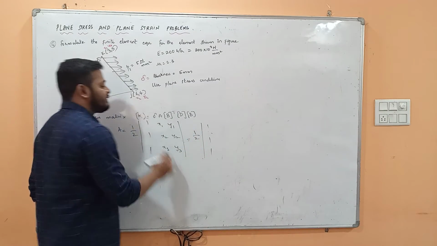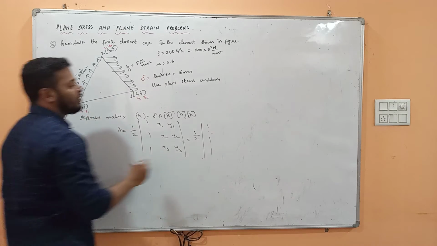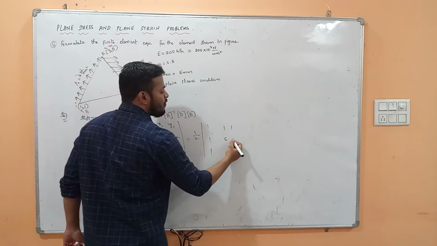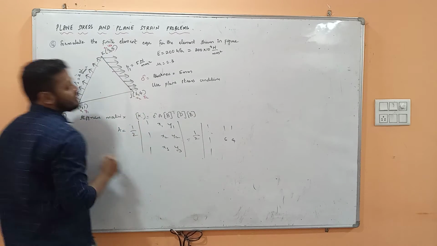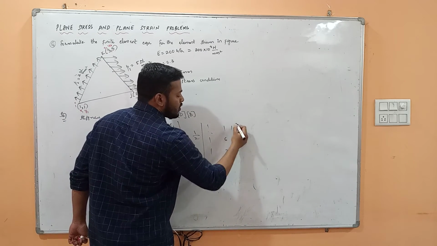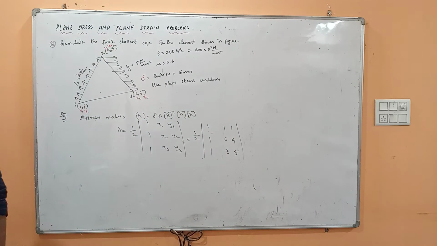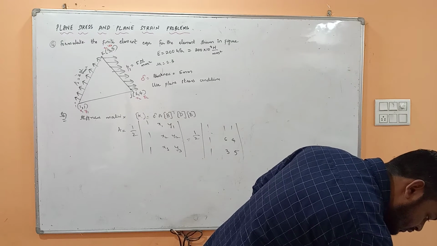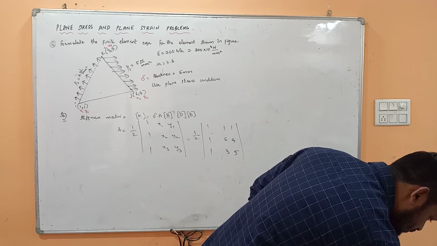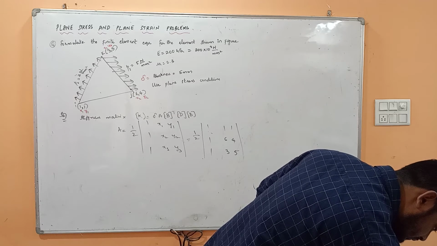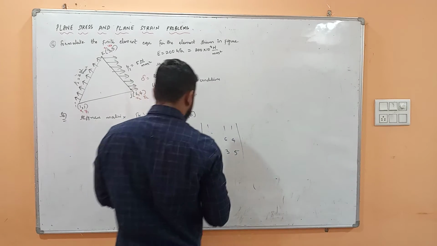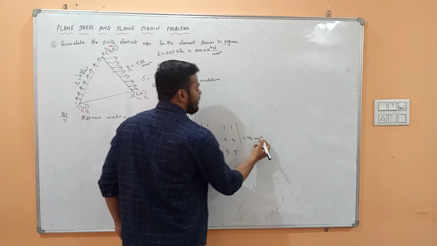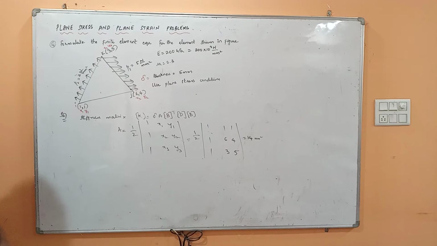So x1, y1 is 1, 1, x2, y2 is 6, 4, and x3, y3 is 3, 5. You can find these determinants directly in the calculator. So now I am writing it directly. We got this value as 14 mm². So we got the value of area, which is 14.